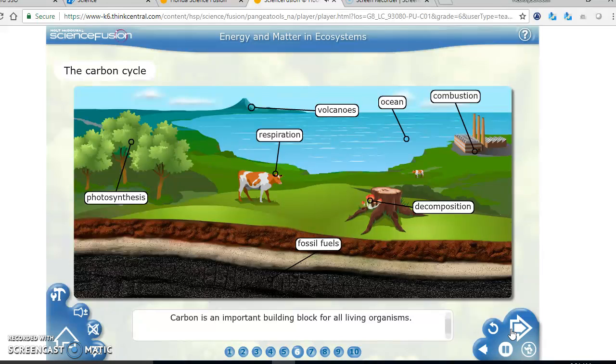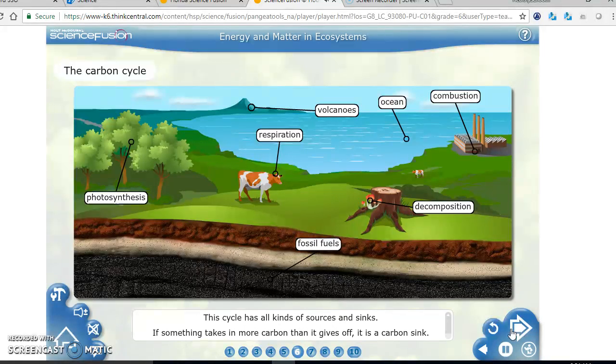Carbon is an important building block for all organisms. The carbon cycle is a process by which carbon flows through the environment to living organisms and back again. This cycle has all kinds of sources and sinks. If something takes in more carbon than it gives off, it is a carbon sink. If it gives off more carbon than it takes in, it is a carbon source. Click on the parts of the diagram to learn more.